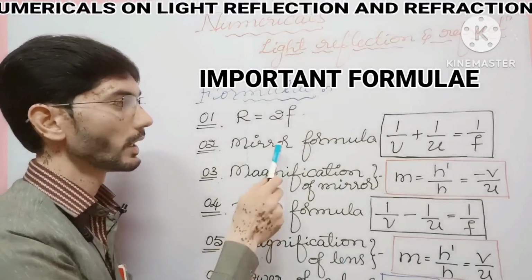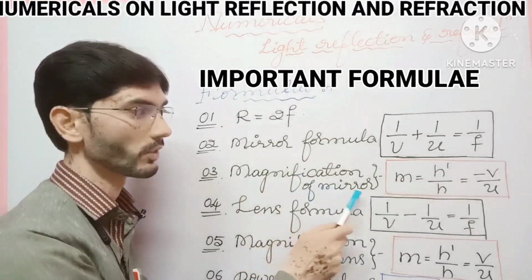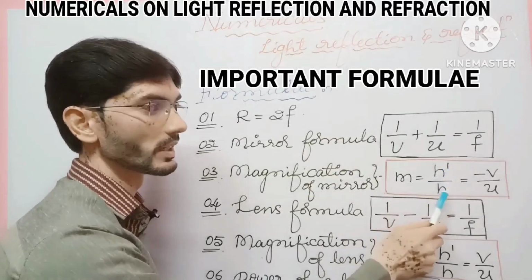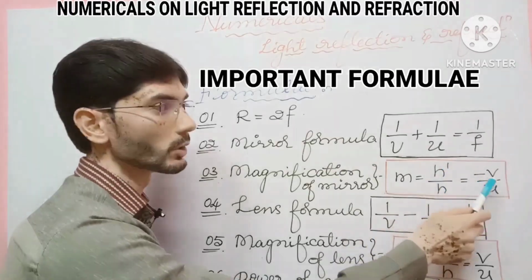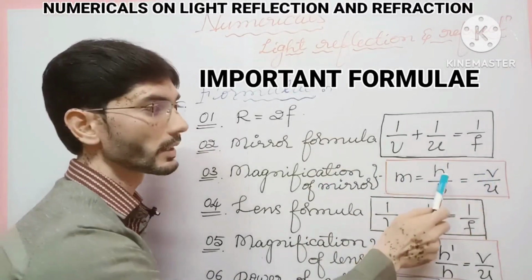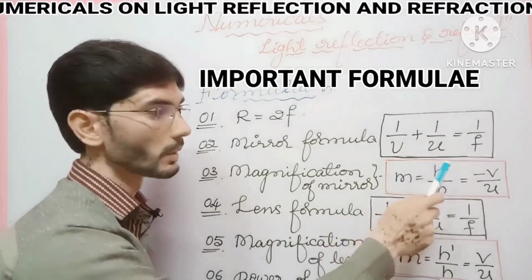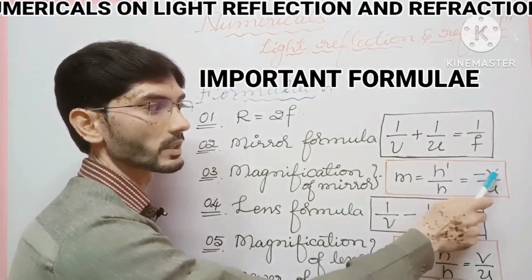Now let's come back. Related to the mirror, we have magnification. Magnification of the mirror is m is equal to h dash by h is equal to minus v by u. Here you need to remember, in magnification of the mirror, it is minus v by u. And here h dash is nothing but the height of the image, and h is the height of the object. Height of the image by height of the object is equal to minus v by u.